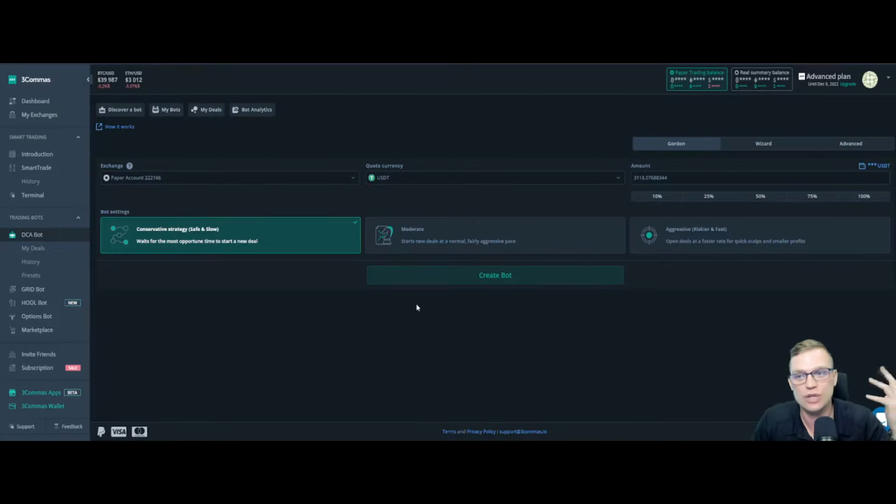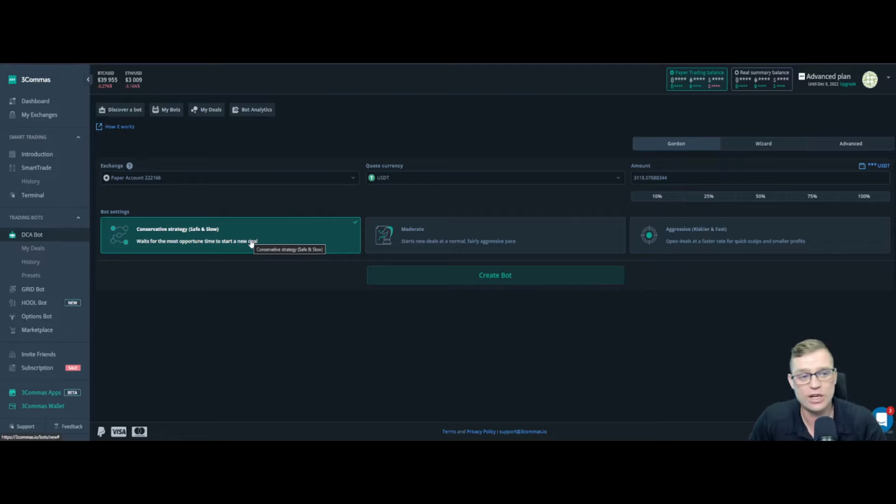Now when it comes to the Gordon bot, guys, it is quite simple. You need to connect any given exchange. You can also do this with your paper account as well. And the Gordon bot is good for those beginners who don't really want to deep dive into the advanced settings when it comes to creating their own bot. Now, with the Gordon bot, you have three settings.